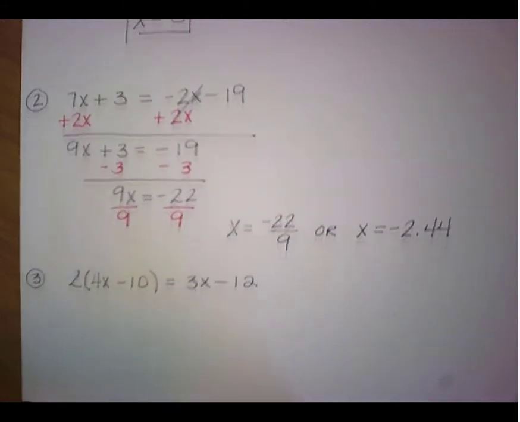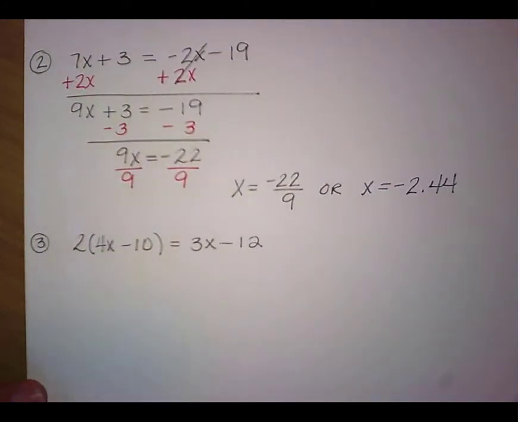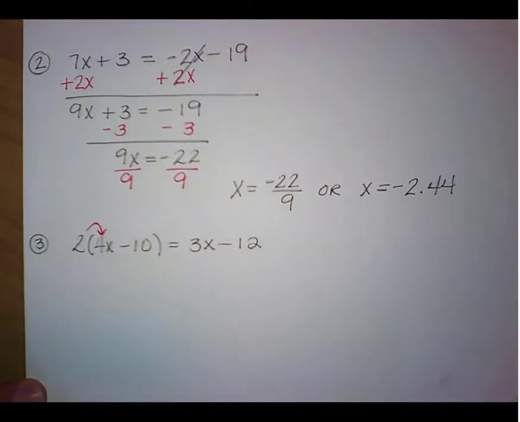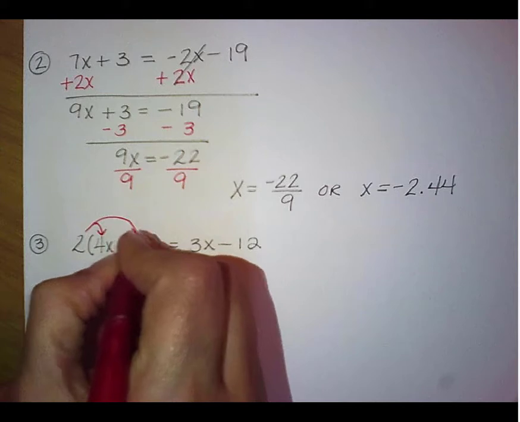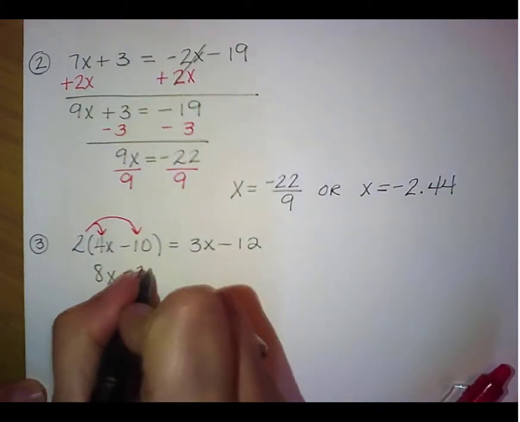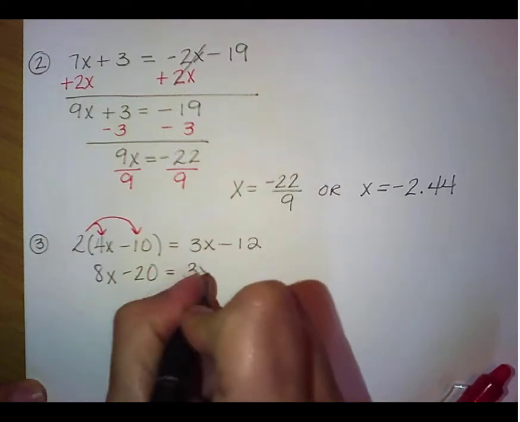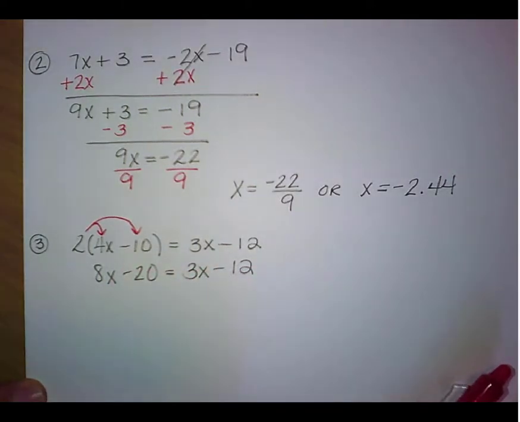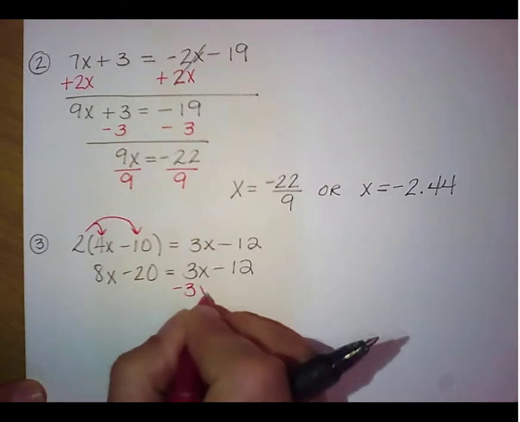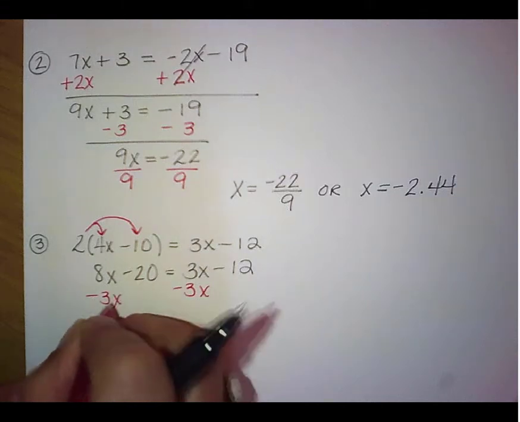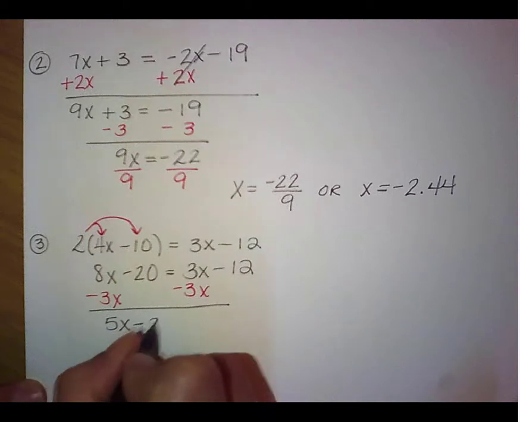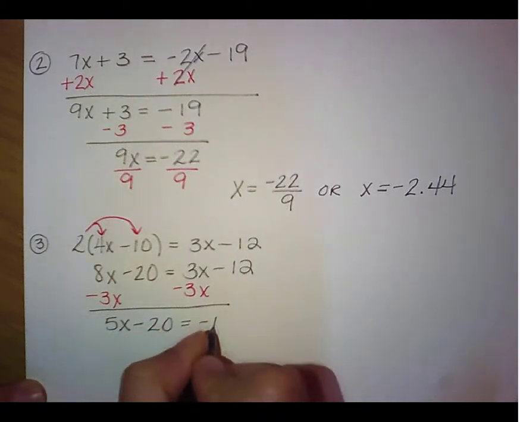Okay, so for our last one in the Your Turns, we do need to distribute this 2 first. So we're going to distribute this 2 to the 4x. We're also going to distribute it to the 10. That's going to give us 8x minus 20 equals 3x minus 12. Again, now we're going to move our x's together. So I'm going to subtract 3x from both sides. That is going to give us 5x minus 20 equal to negative 12.